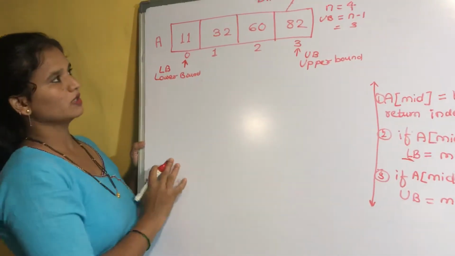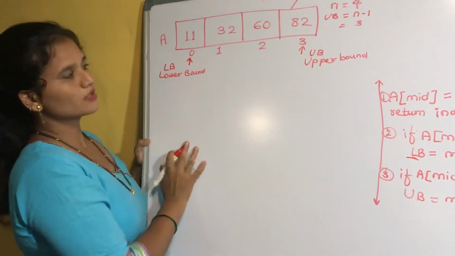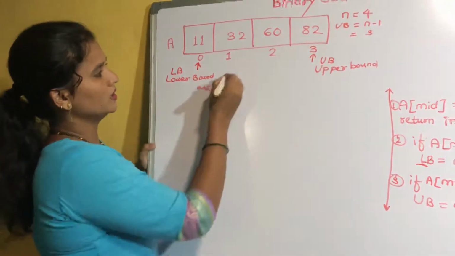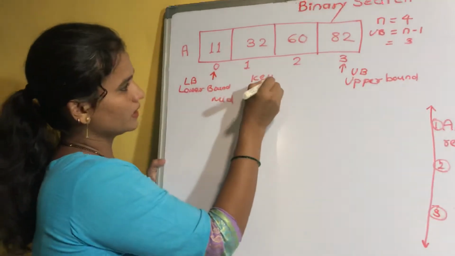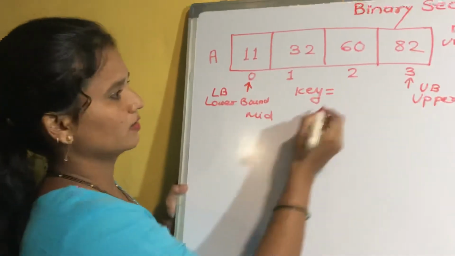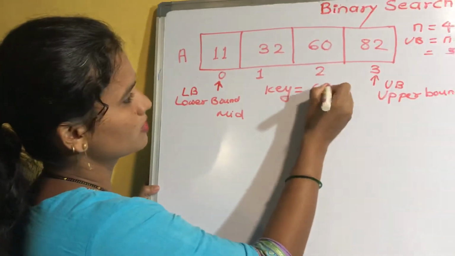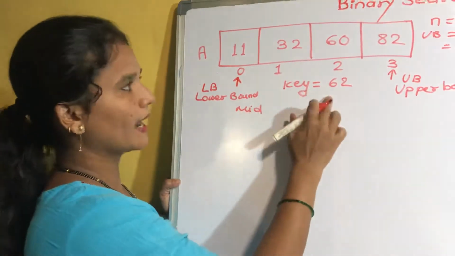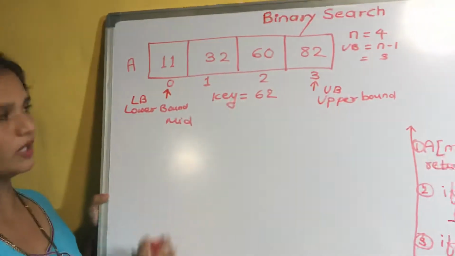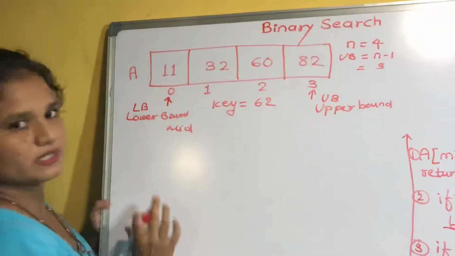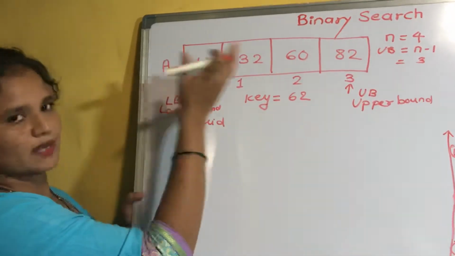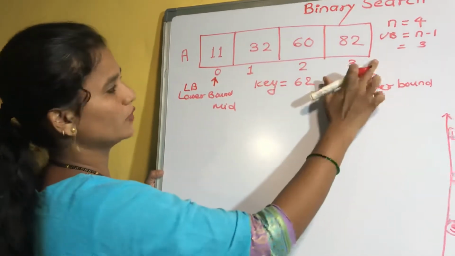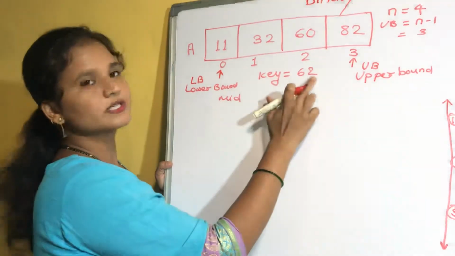Okay. Now see what we do in binary searching. We calculate the value of mid. Firstly, we'll see our key element. What is our key element? I'll assign some value like 62. Now this is your search key, which you want to find in your array. This is your searching space. The name of the array is A. Here the lower bound value is 0, the upper bound value is 3, and your search key element is 62.